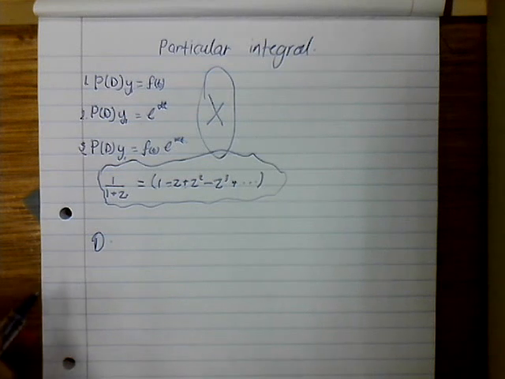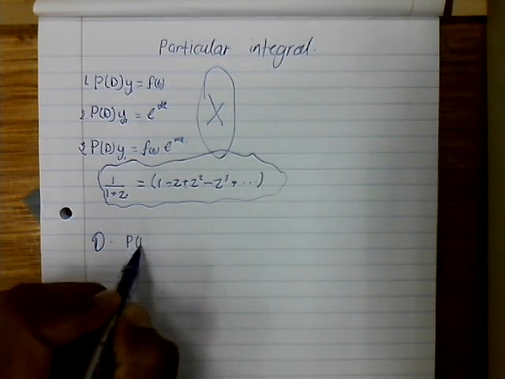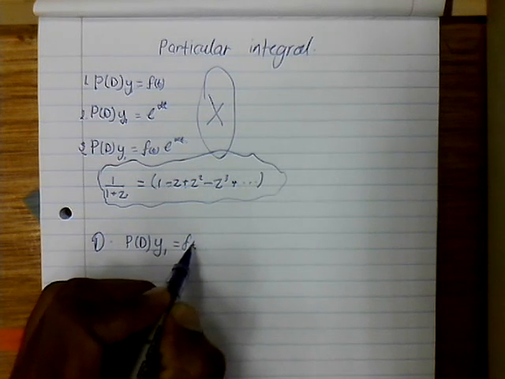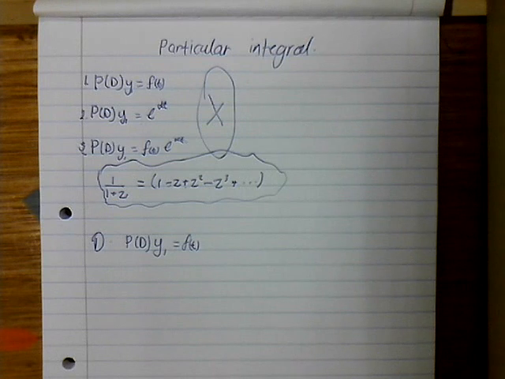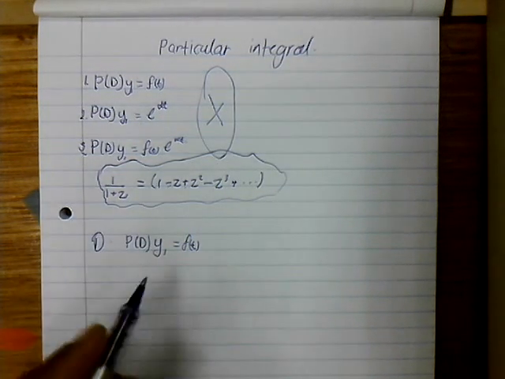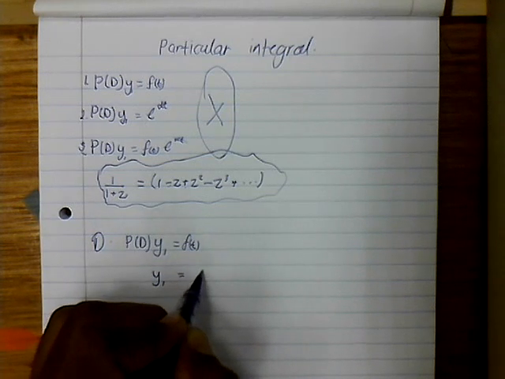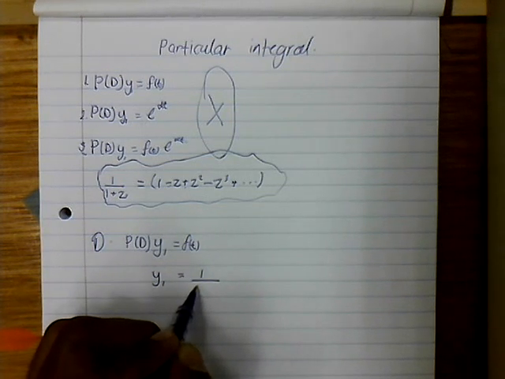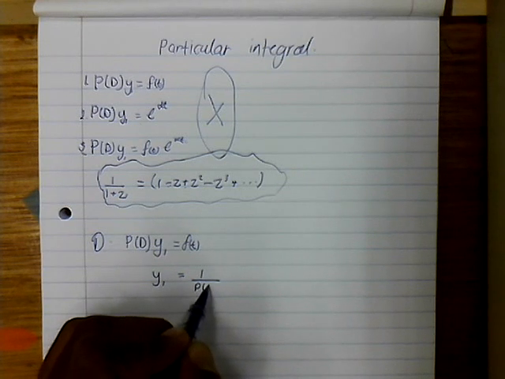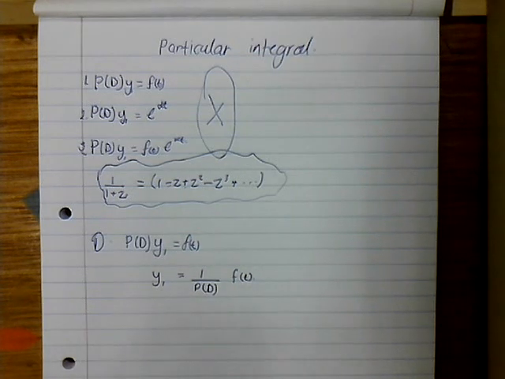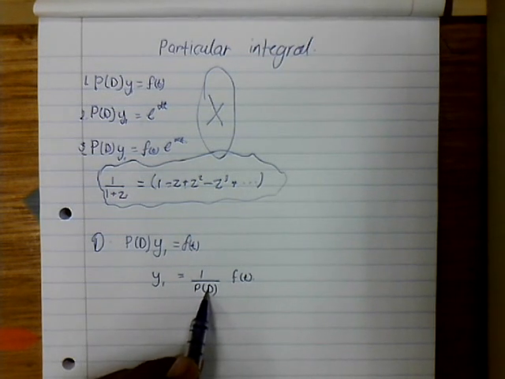Number 1 says that PD operating on y1 is equal to f of t, some function in terms of t. Now our particular integral in this case is like this. We solve it as y1 is equal to 1 over PD, f of t.